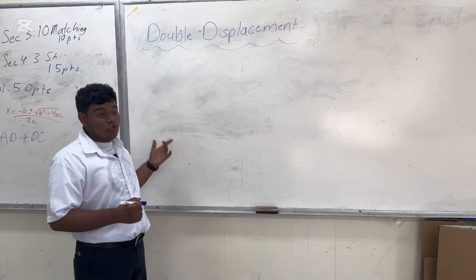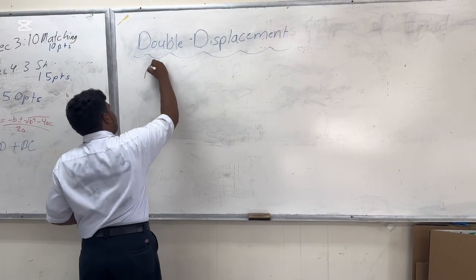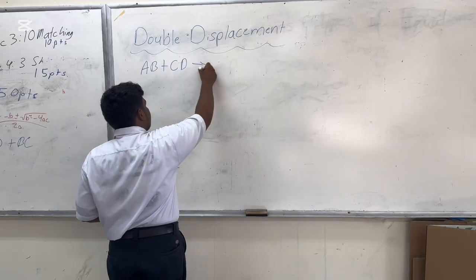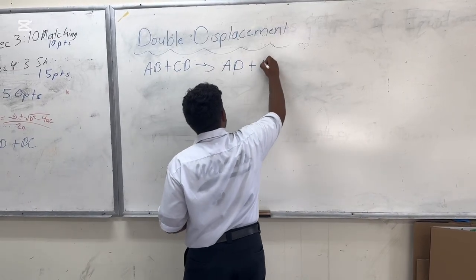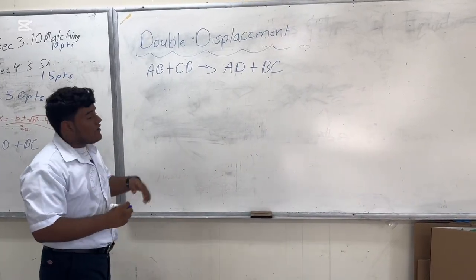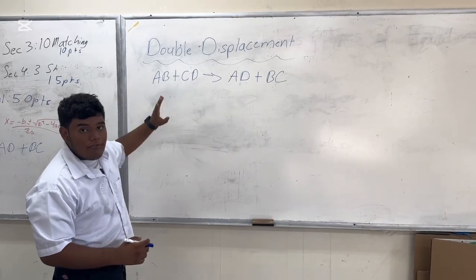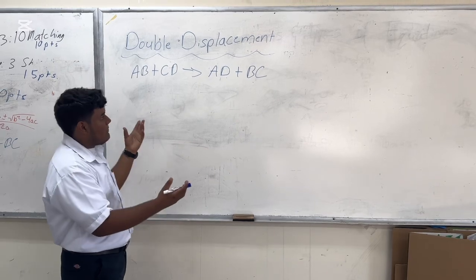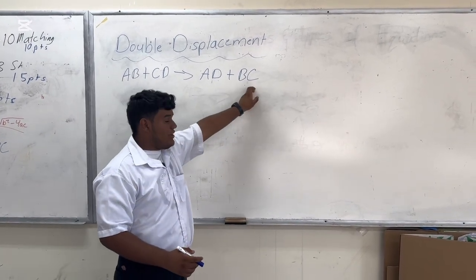Now I will be teaching you double displacement. So the basic concept is AB plus CD results in AD plus CB. Now the reason for this is because A might be more reactive than C, so we'll take D away from it, resulting in AD. And then the two remaining parts will then become one. So B will go with C, so then CB.